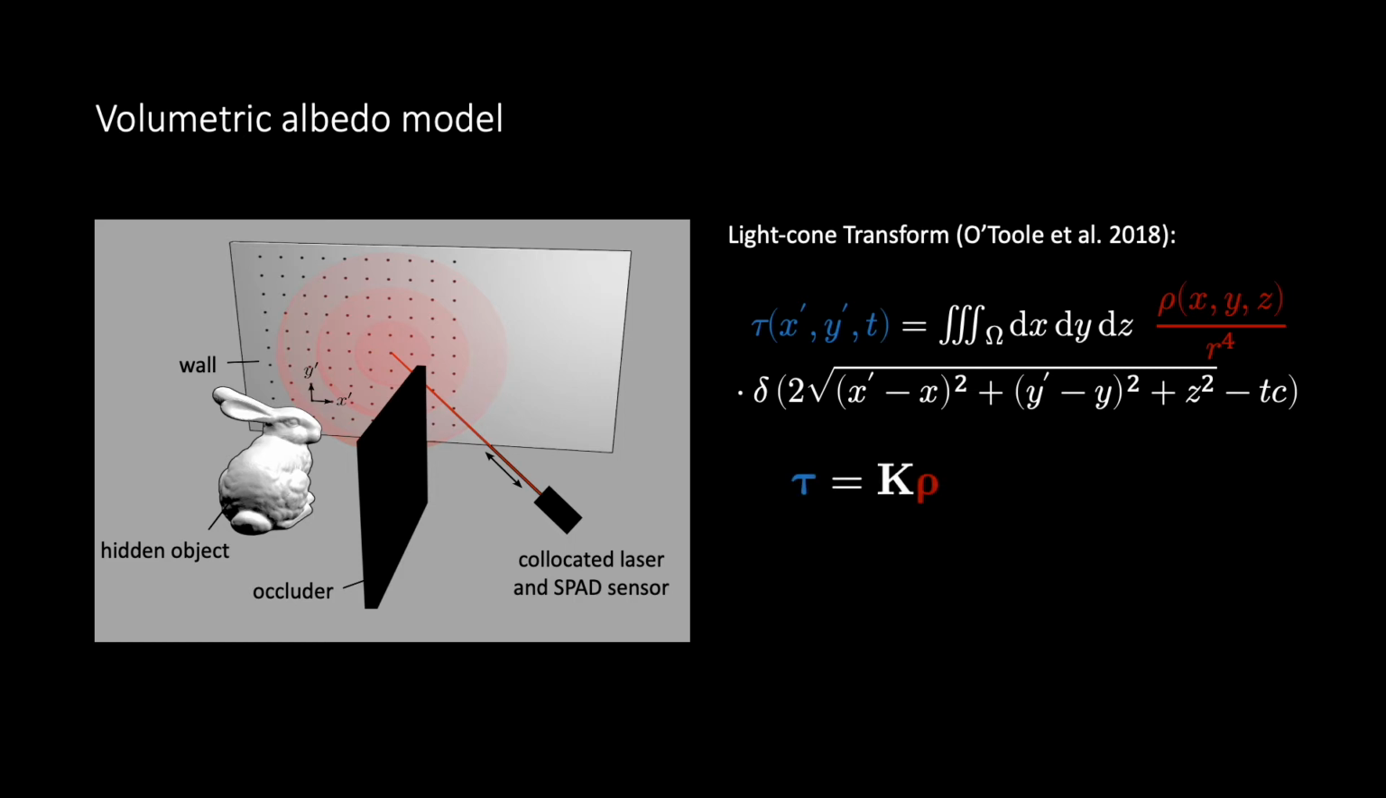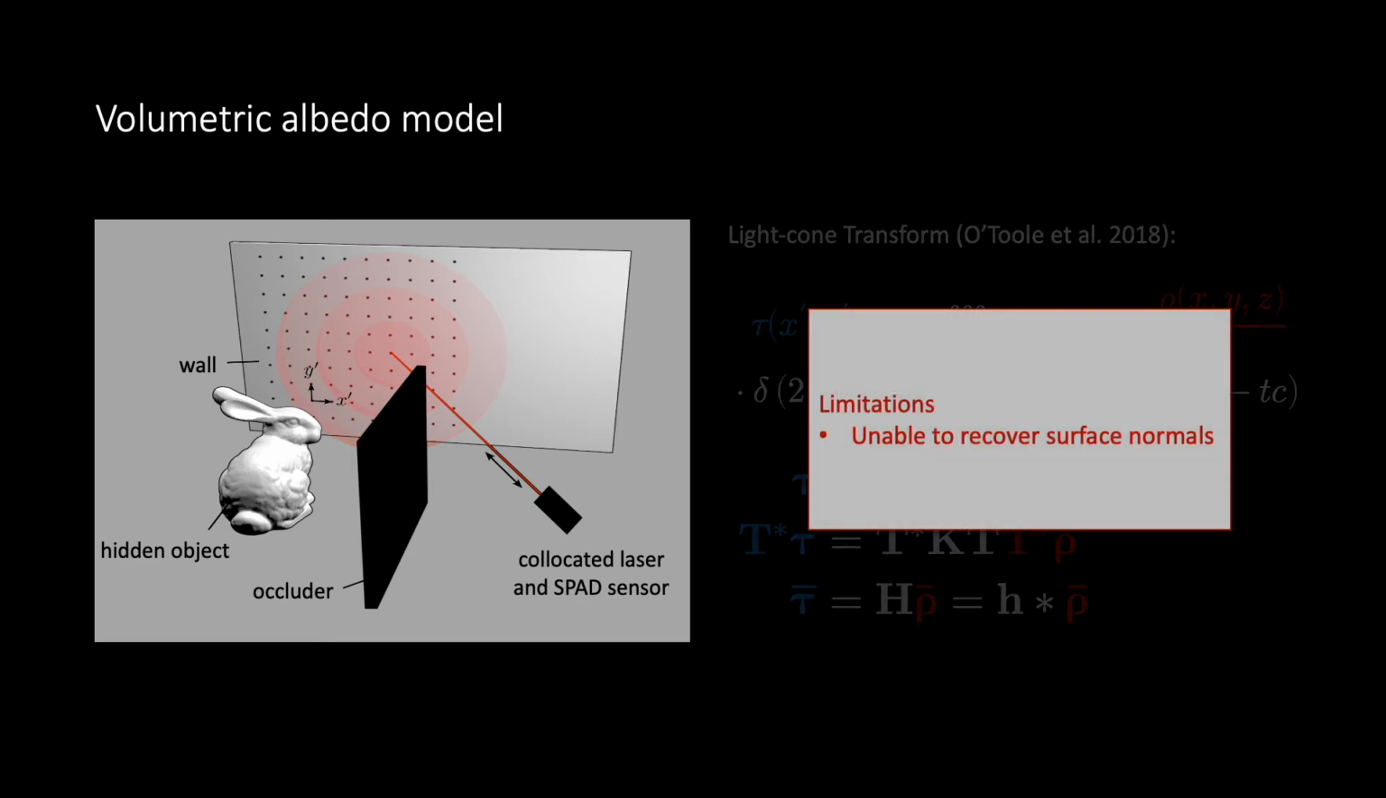Although this is a linear model, computing the hidden scene albedo ρ from τ, by directly inverting the system, is challenging due to the size and the unstructuredness of the system matrix K. The idea behind the light cone transform is to warp the measurements τ, and the hidden scene albedo ρ. This expresses the forward model as a convolution, allowing us to recover the hidden scene albedo from the measurements using deconvolution. Unfortunately, the volumetric albedo model is agnostic to the surface normals of the hidden scene, and does not facilitate recovery thereof, which we require for surface reconstruction.